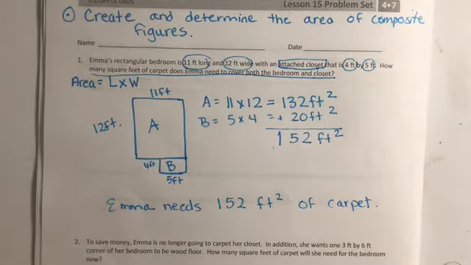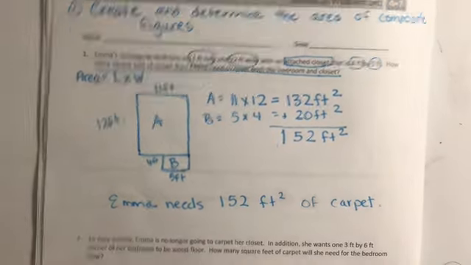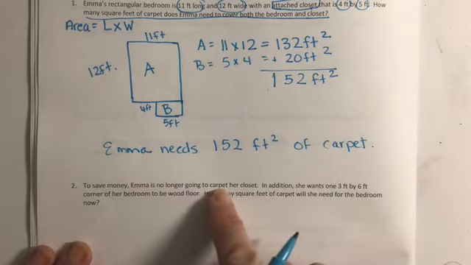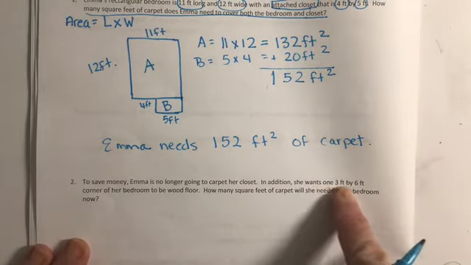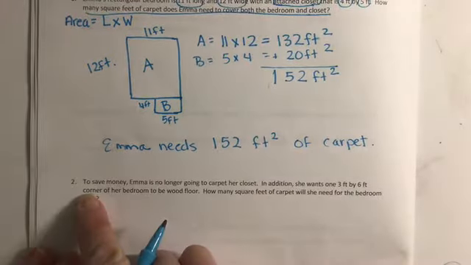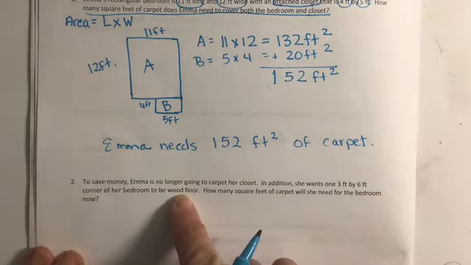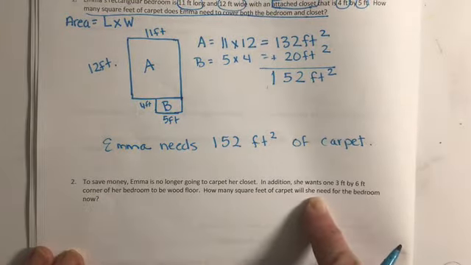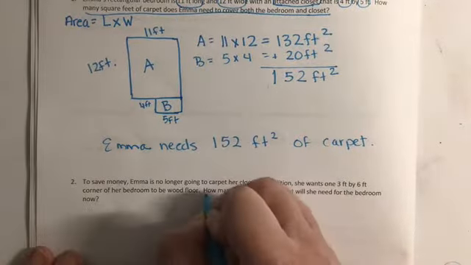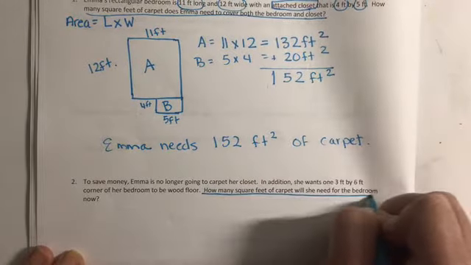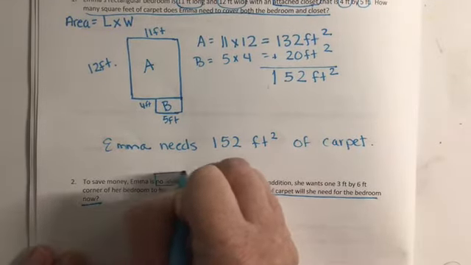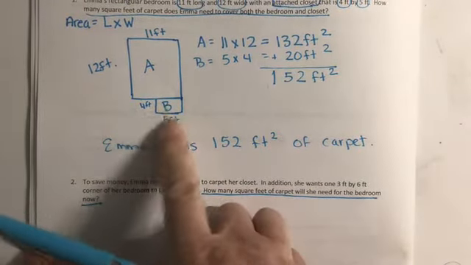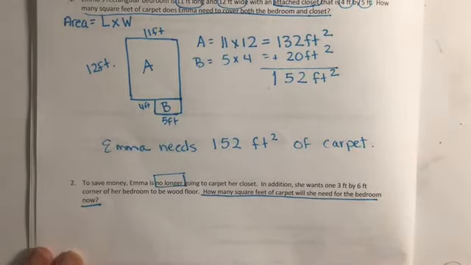All right, let's look at problem number 2. It says, to save money, Emma is no longer going to carpet her closet. In addition, she wants 1 3-foot by 6-foot corner of her bedroom to be wood floor. How many square feet of carpeting will she need for her bedroom now? Let's underline this. So, no longer going to need the closet. So we don't need to worry about this rectangle at all. We don't even have to put it in her picture because it's not going to be part of the answer.